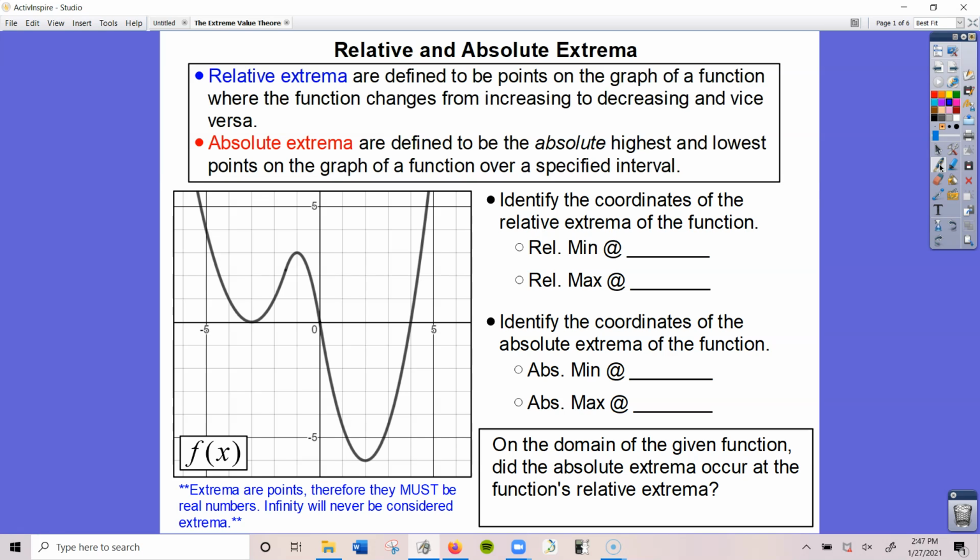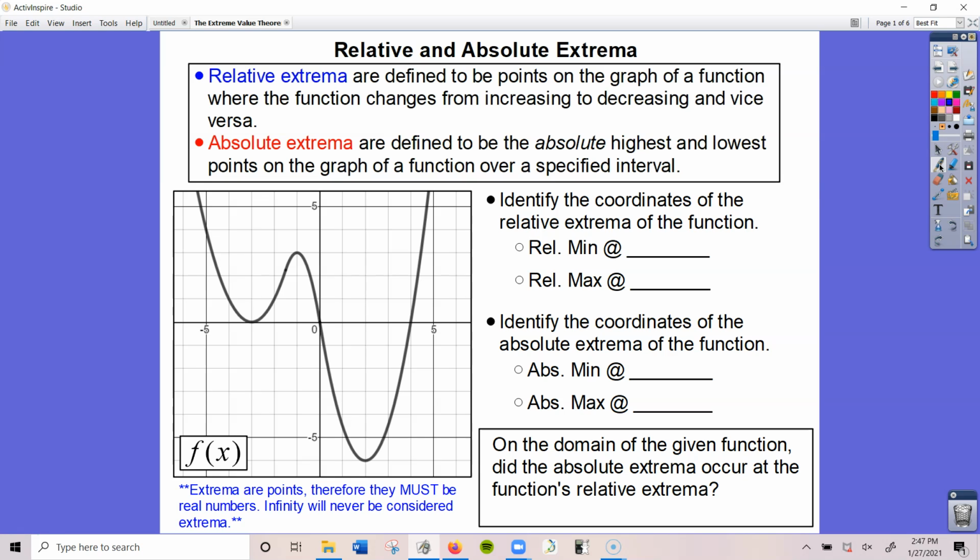So relative extrema is basically when the function changes from increasing to decreasing or vice versa. That is what we are most familiar with, and that's what we've been finding when we've been taking the derivative and finding those critical numbers. Your absolute extrema, however, are defined to be the absolute highest and lowest points on your graph. It doesn't necessarily mean that the graph has to change from increasing to decreasing or vice versa.